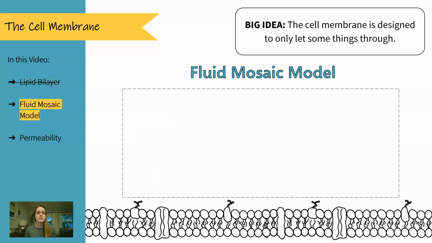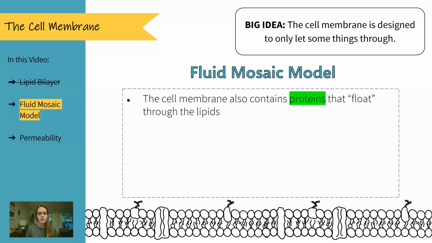The second model that we use to understand the cell membrane is about the things that are part of the cell membrane that aren't lipids. So studded throughout the cell membrane, we have proteins. Some of these proteins go all the way through the double layer, and some are just kind of on half of the cell membrane, so maybe on the outside or on the inside. And these proteins are able to float around. They can move through the lipids. And so that's what we're thinking about in the word fluid, right? The proteins are fluid and able to move around along the surface of the cell.